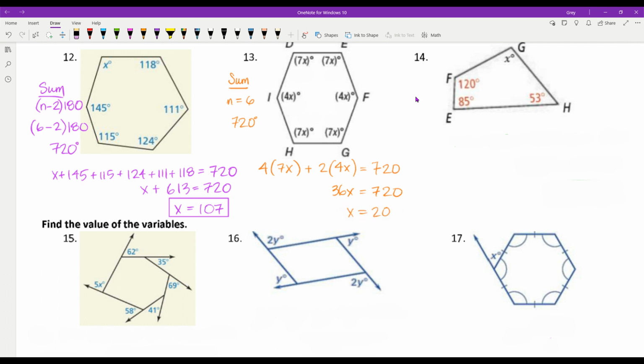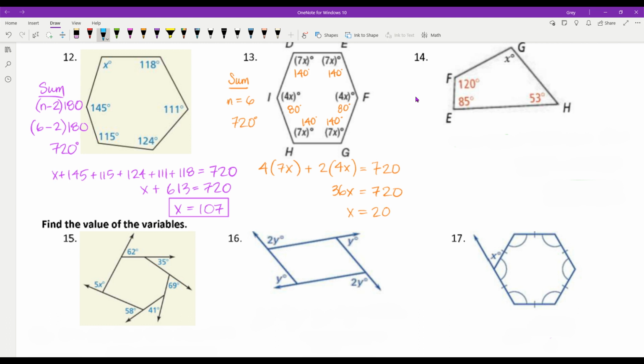So they did ask us to find the measure of the angle. So if you go back up here, 20 times 7, these angles are all going to be 140. And these angles are going to be 4 times 20, which is 80. So that's number 13. On to number 14.